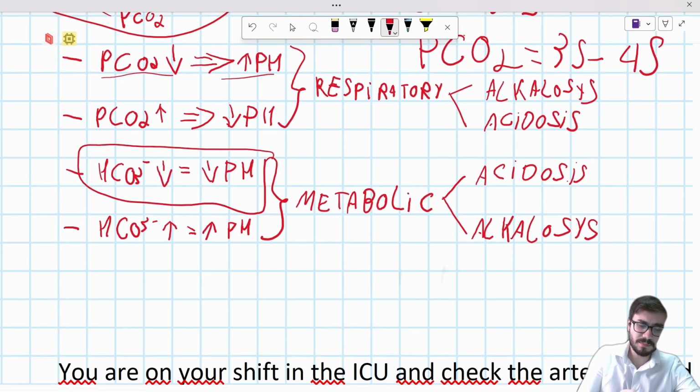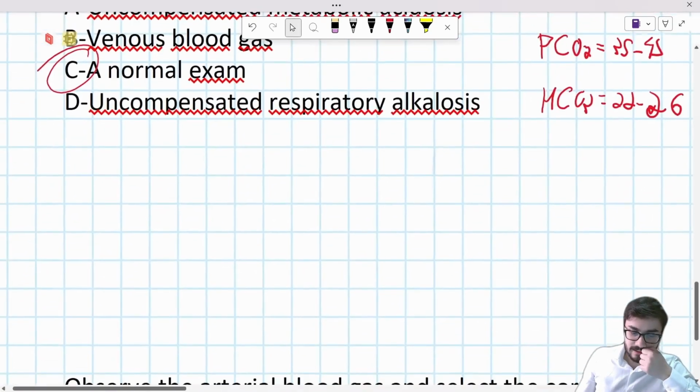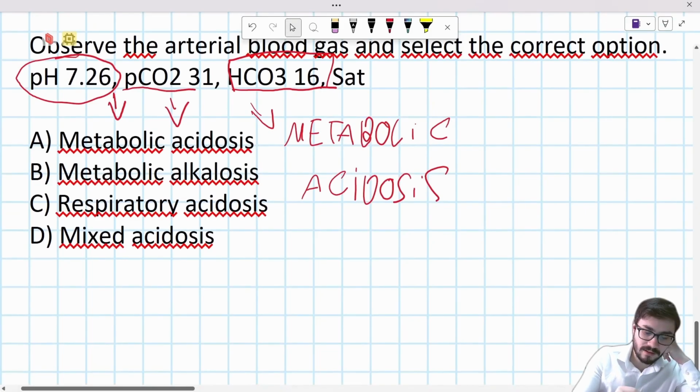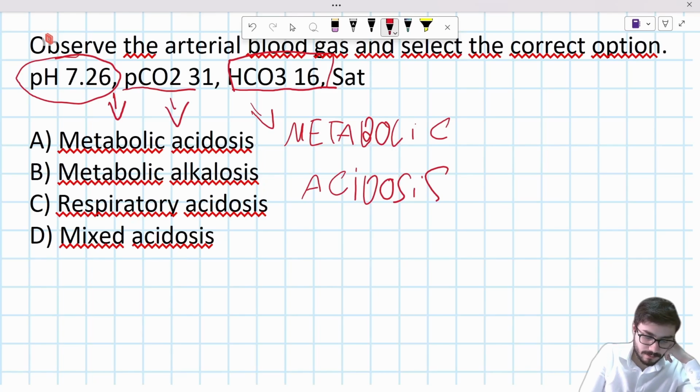But Pedro, the PCO2 is also changed here. Why can I say that this is not due to a respiratory issue? Because if this acidosis was caused by the PCO2, we would need a higher PCO2, not a lower PCO2, okay? So we end up with this answer, okay? Metabolic acidosis, letter A, guys.